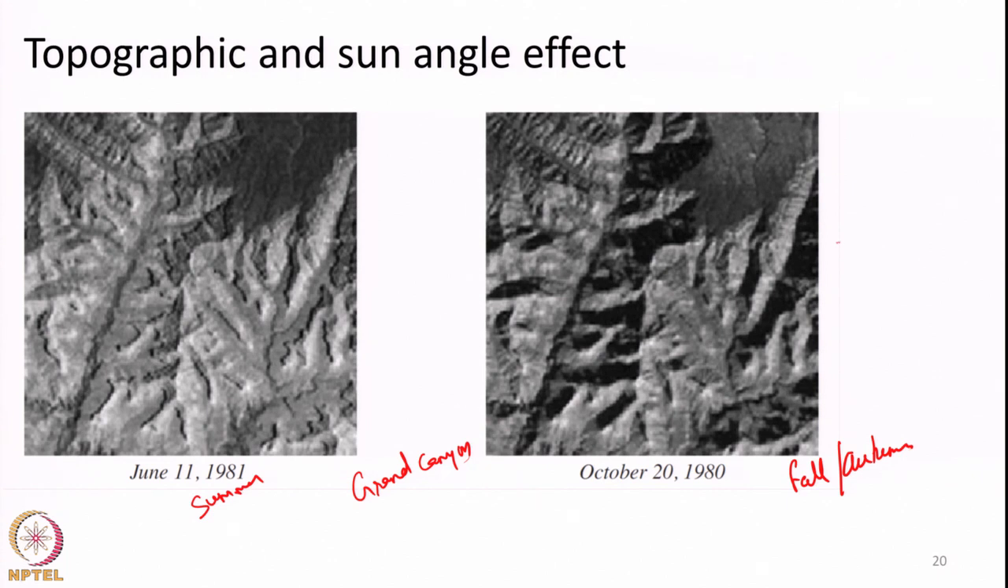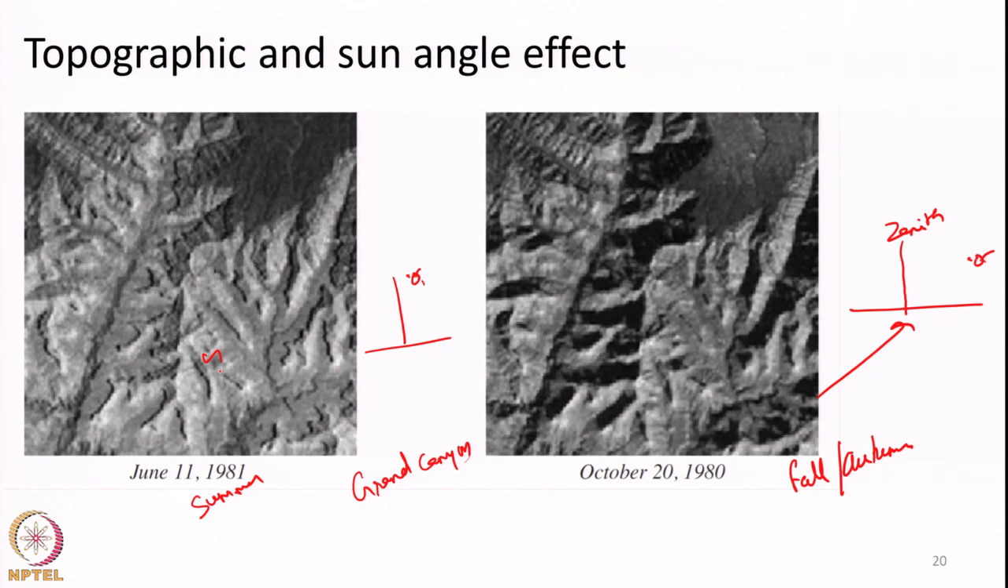This is where the sun's zenith angle is very high, that is, the sun is almost in the lower... if this is the land surface, this is the zenith, the vertical, the sun is somewhere here, at a very low angle when this image is taken. When the image on the left side was taken, the sun was almost close to zenith.